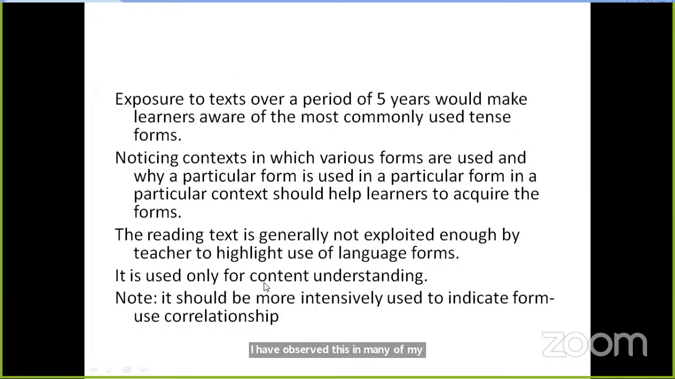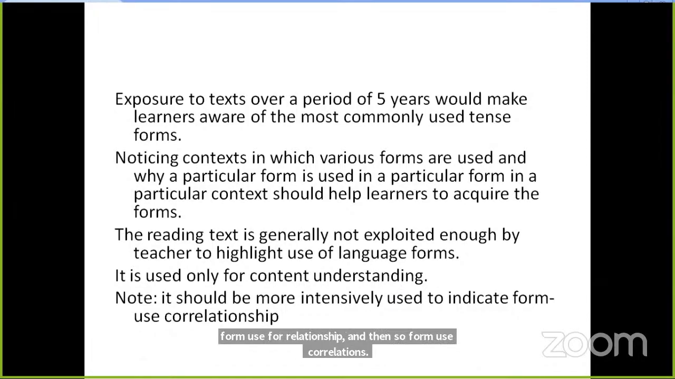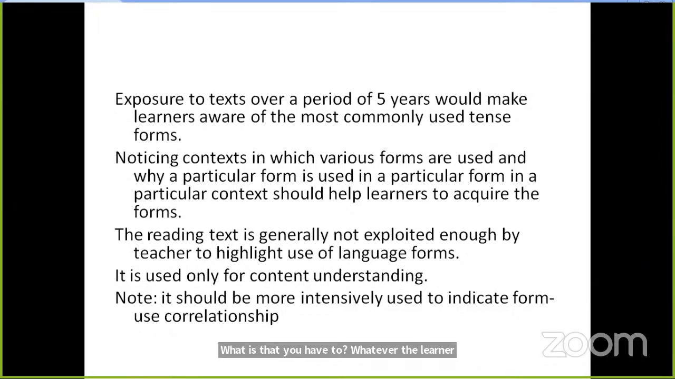So for this kind of problem, what is the ultimate solution? It should be more intensively used to indicate form-use correlationship. So form-use correlationship, what is that? Whenever the learner is able to understand the simple present, present continuous, simple past and all these things in the structured way, we have to facilitate the learner to use those things in hypothetical situations. Give them a hypothetical situation where they can exploit these tense forms and then learn. That's how we can actually do it.